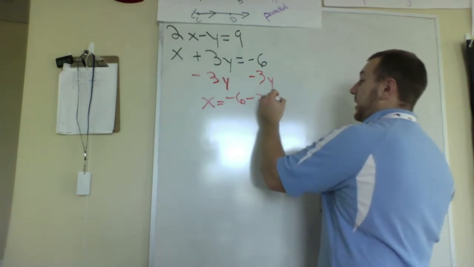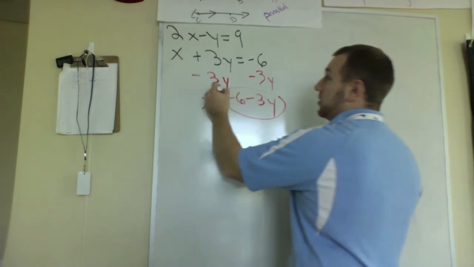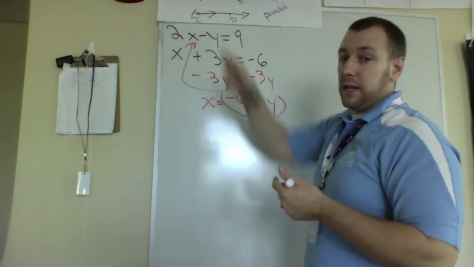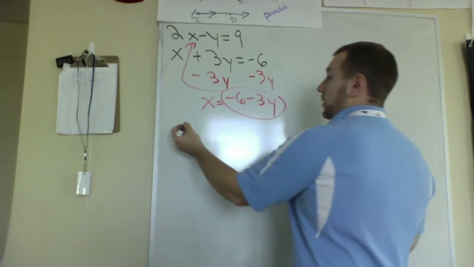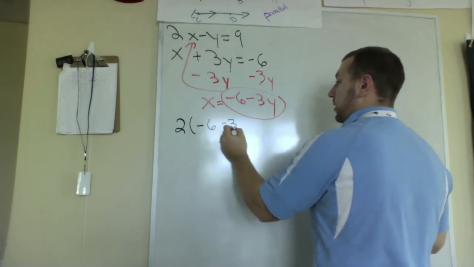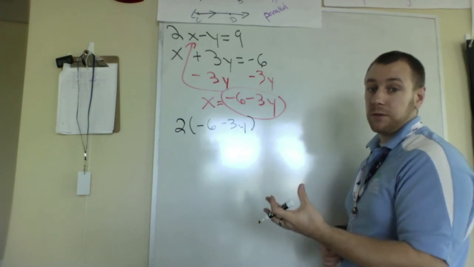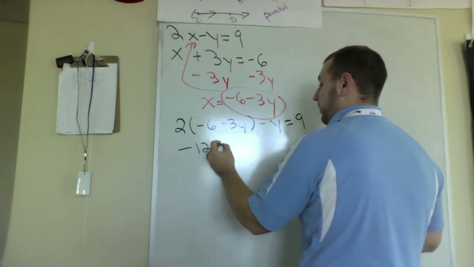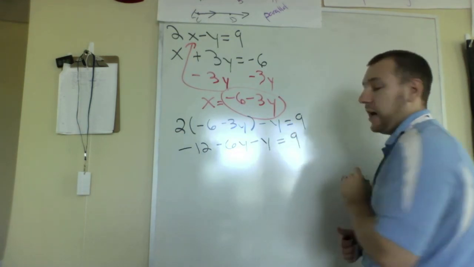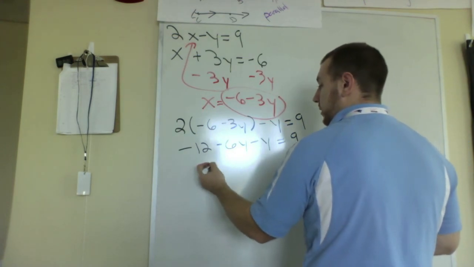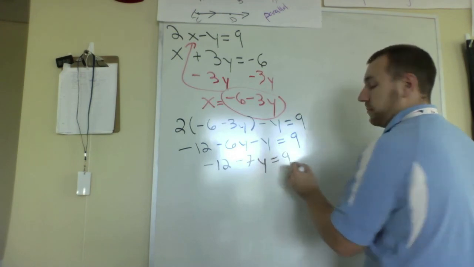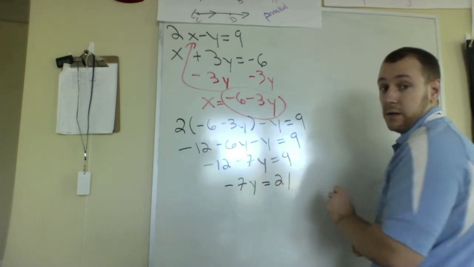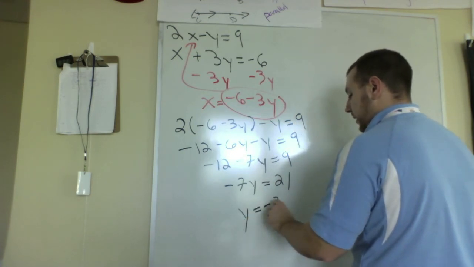What I do with that, I take this x and plug it into this top equation. Remember, if I solve the bottom one, I'm going to plug it into the other one. So 2 times negative 6 minus 3y in parentheses. Remember, it always goes in parentheses. Minus y equals 9. I distribute: negative 12 minus 6y minus y equals 9. Then I get negative 12 minus 7y equals 9. Add 12 to both sides: negative 7y equals 21. Divide by negative 7: y equals negative 3.